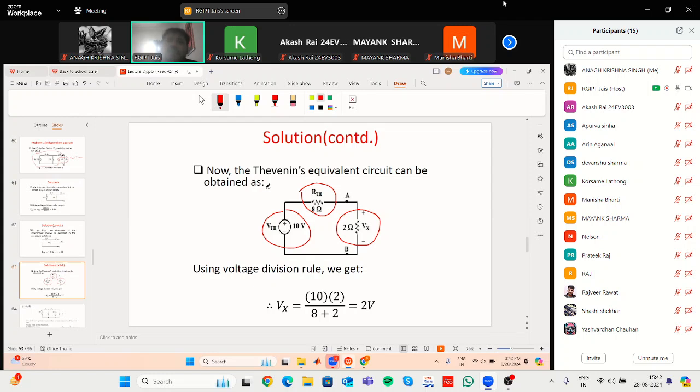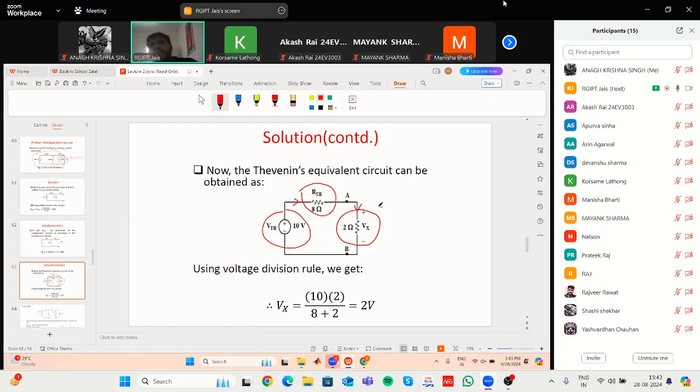So that 1 ampere current will be flowing through here. That 1 ampere current will be flowing through here. So if you know 1 ampere current is flowing through this 2 ohm resistance, then you can find out the voltage. V is equal to IR. So 1 multiplied by 2, so 2 volt. So Vx, the voltage across this RL, will be 2 volt.